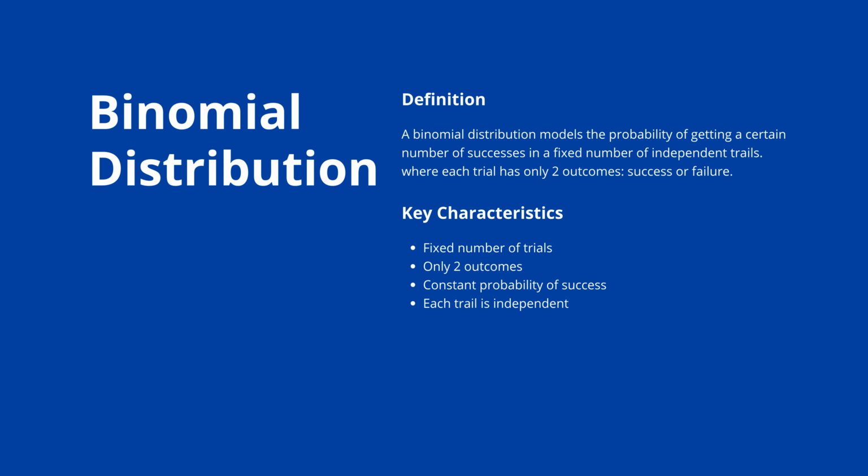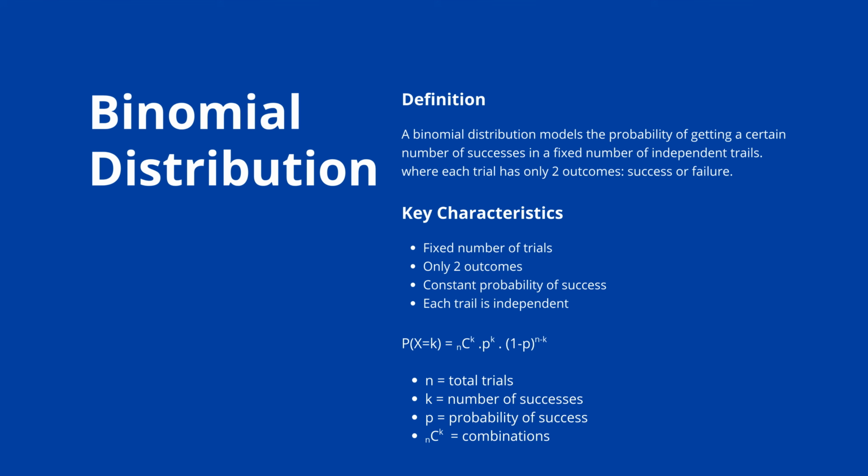These are the characteristics of the binomial distribution. The first one is a fixed number of trials. The number of trials is predetermined and does not change. Independent trials: the outcome of one trial does not affect the outcome of other trials. Two possible outcomes: each trial results in either success or failure. Constant probability of success: the probability of success is the same for each trial.